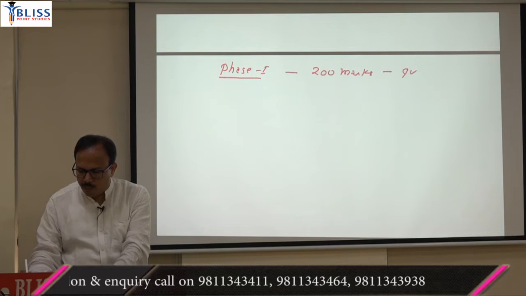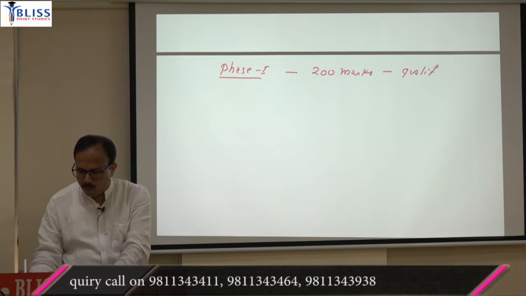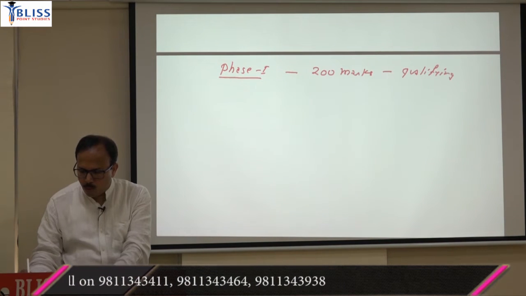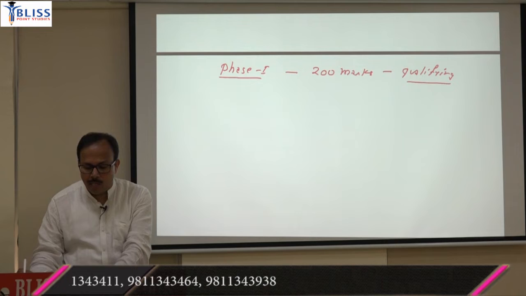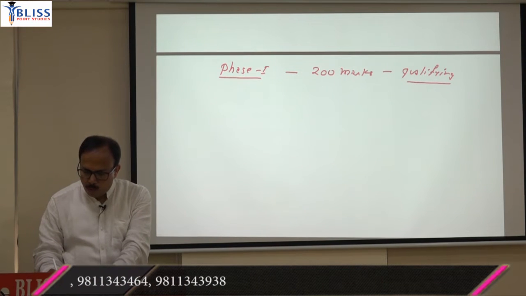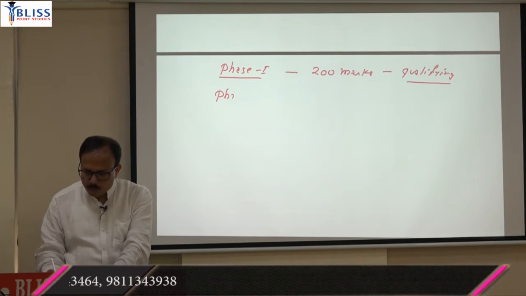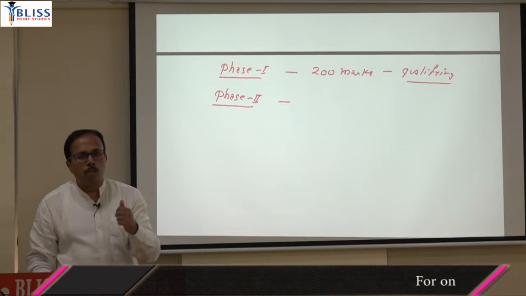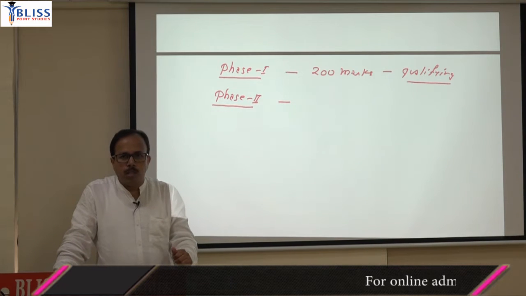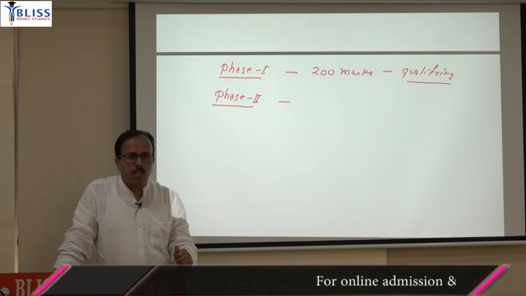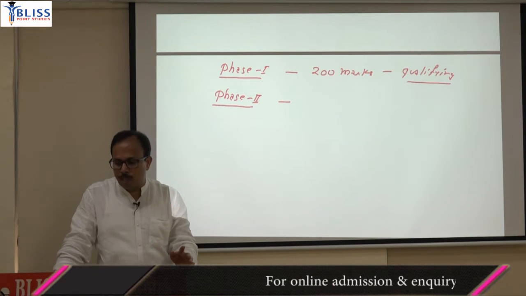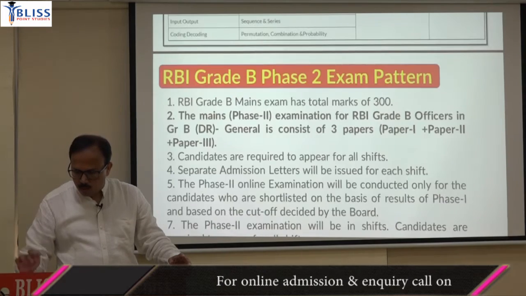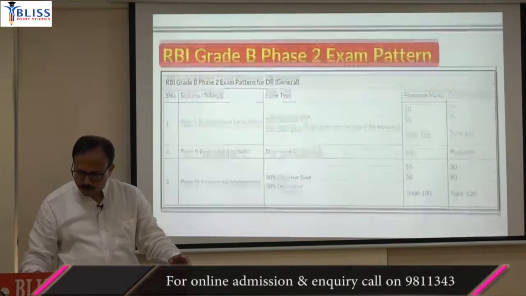but this is a qualifying, so you have to qualify here sectional as well as overall. Now move to phase 2. Within phase 2 there will be 3 separate papers: economic and social issue, 1 paper, then general English and finance and management. So again I refer to that.